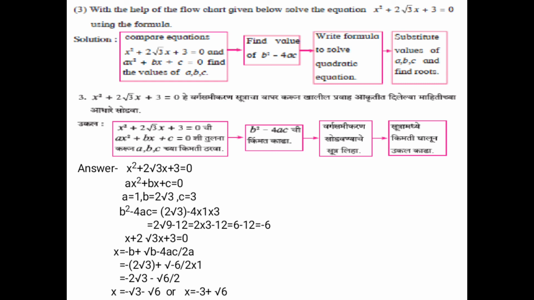Then x is equal to minus b plus or minus under root b square minus 4ac divided by twice a, that is minus 2 under root 3 plus or minus under root 0 divided by 2 into 1. Minus 2 under root 3 divided by 2, then under root 0 is 0. Then 2 get cancelled, then x is equal to minus under root 3.